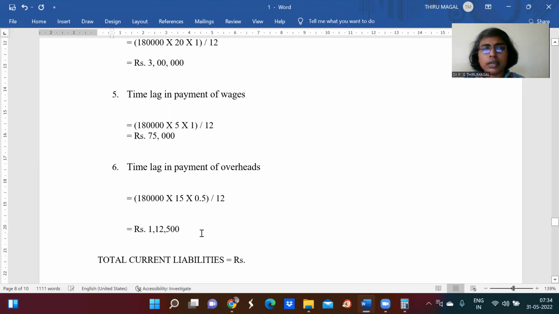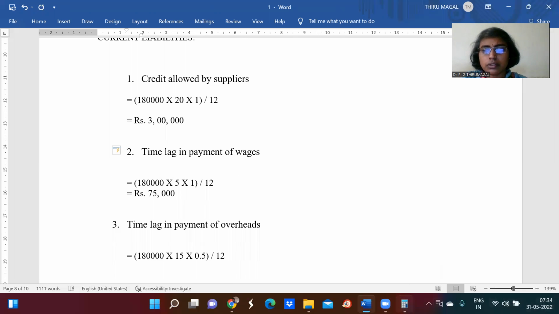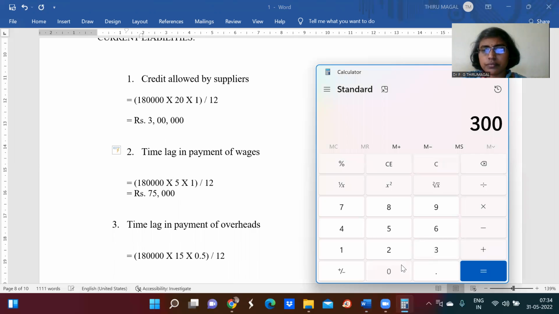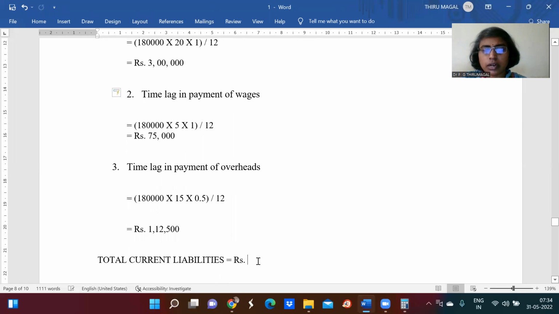So now we found out all the current liabilities value. Only the 3 current liabilities, as far as this particular problem is concerned. So now we'll find the total of these 3. 3 lakh plus 75,000 plus 1,12,500. That is 4,87,500. The total current liability is 4,87,500. So now we found out the total current asset as well as the total current liabilities value.